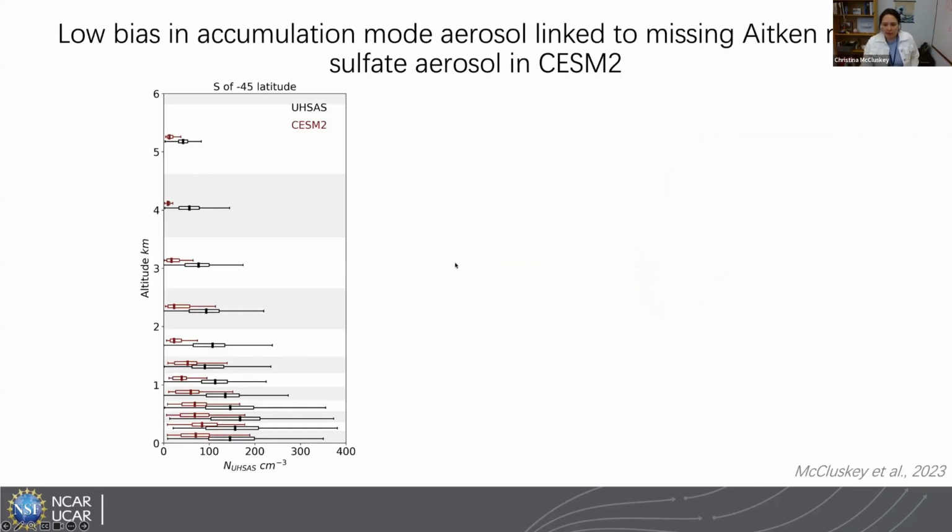So here's a couple of assessments I'll share. This is looking again at the USOS observations, and the model is in red and observations are in black. Overall, for all the different data collected south of 45 degrees latitude, the model has an overall underestimate of these particles at these size ranges.